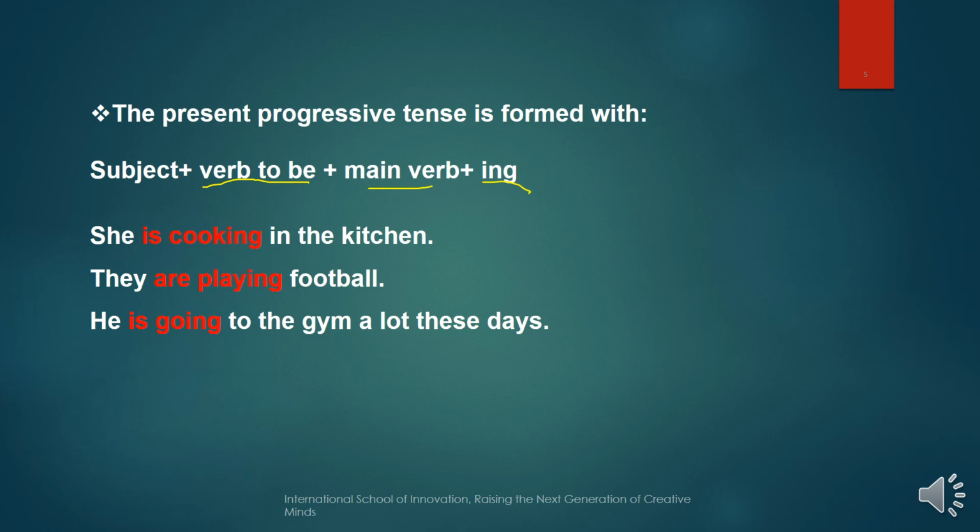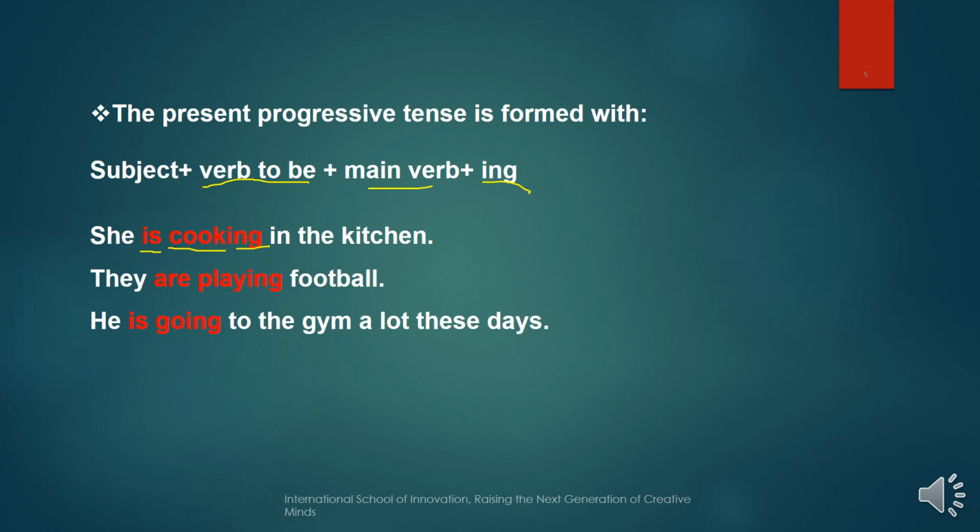What is the form of the present progressive tense verb? It is to write the verb to be. Verb to be in the present is either am, is, or are, plus the main verb plus ing. For example, she is cooking. Is is the verb to be, cook is the main verb, and then I added ing. So she is cooking in the kitchen.